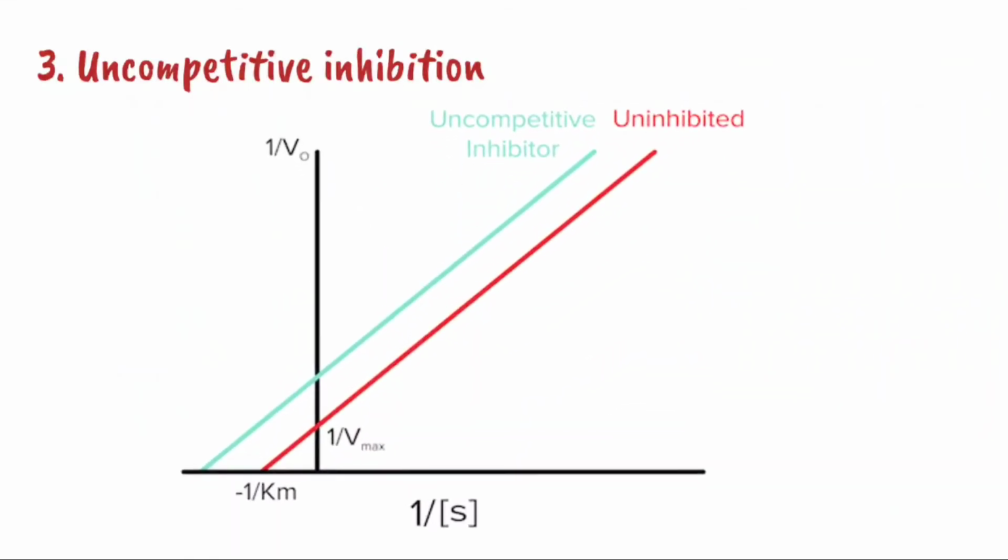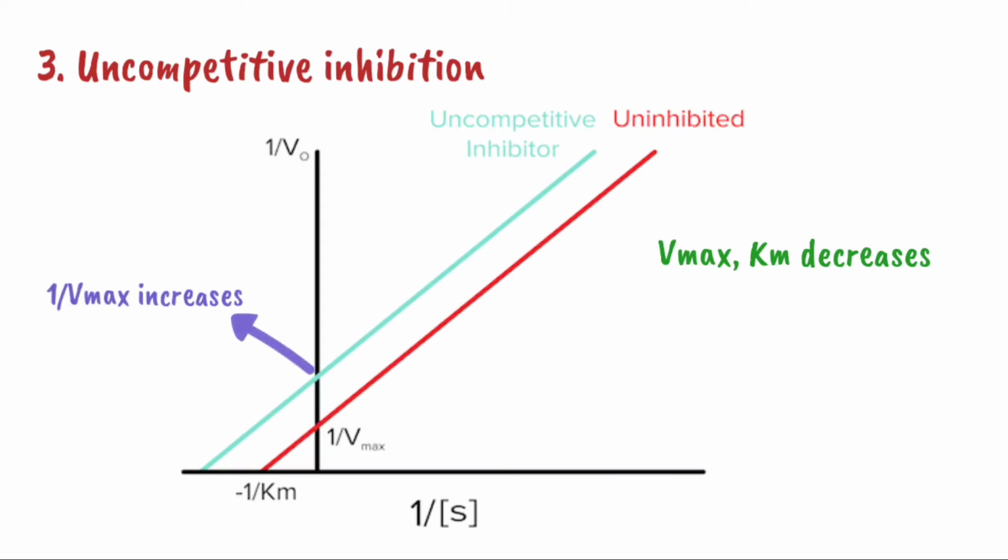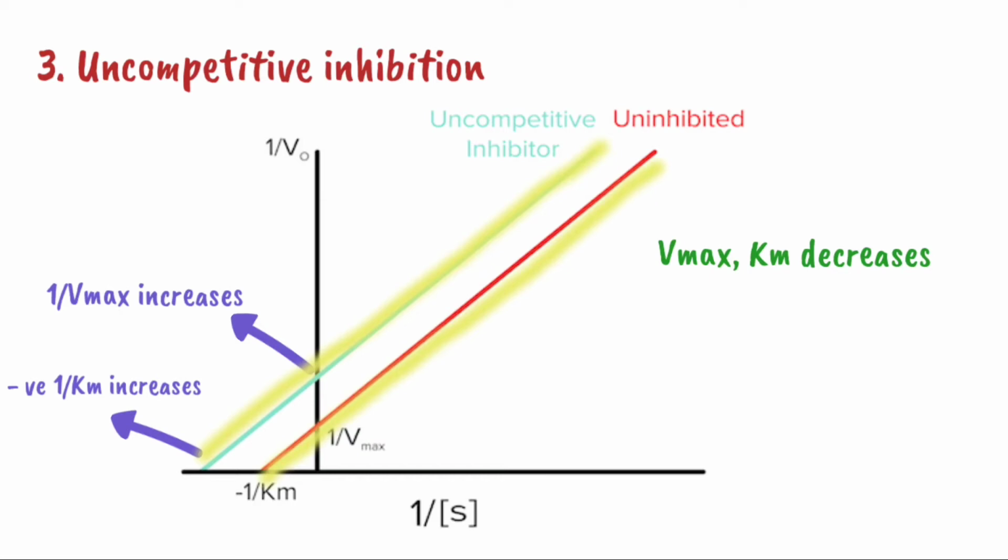Third one, uncompetitive inhibition. Here, both Vmax and Km decrease in the presence of inhibitor. Therefore, 1 by Vmax increases and 1 by Km also increases in the negative x-axis. Therefore, we get two parallel lines on the double reciprocal plot.